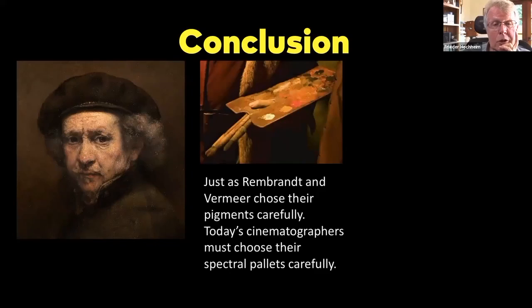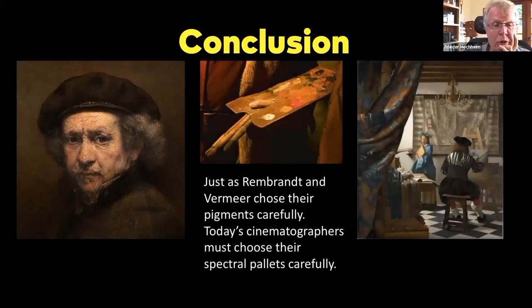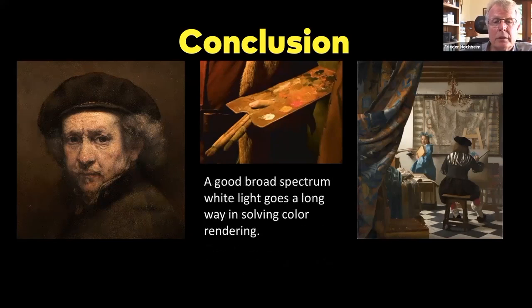So in conclusion, just as Rembrandt and Vermeer chose their pigments carefully, we the cinematographers of today are the modern day Rembrandts. And they have to be as critical about picking their spectral palettes. You have to be careful about the camera they use. They have to be careful about the lights they use. They have to be fully aware of the spectrum of that light. How is it constructed? How does it compare to some of the other instruments that I'm working with?